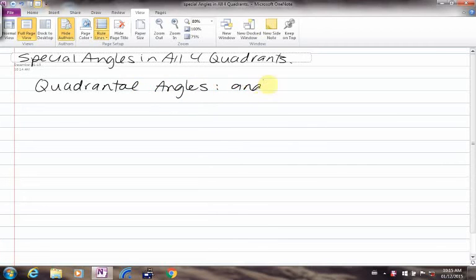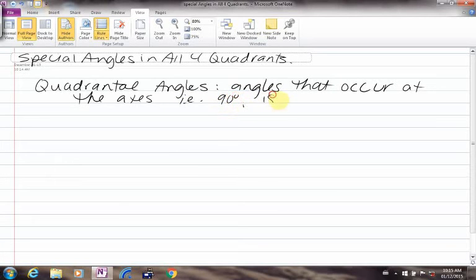So those are the angles that occur at the axes. I.e., 90 degrees, 180 degrees, 270 degrees, and 360 degrees, which we can also think of as 0 degrees. Those are the same place. All right? So let's start with 90 degrees, which we just looked at in that question in the homework.